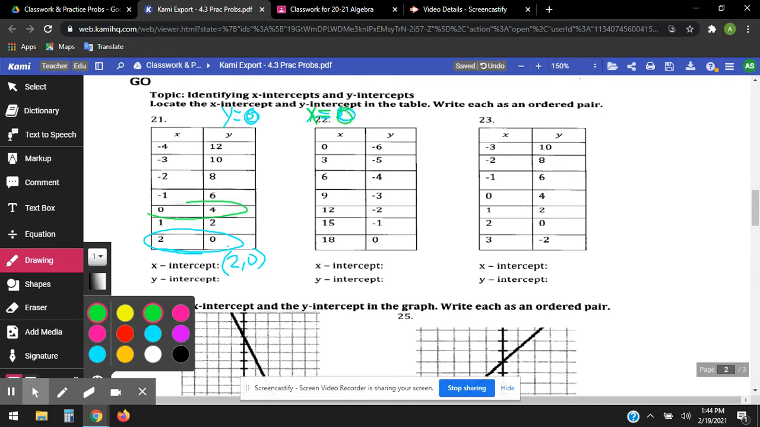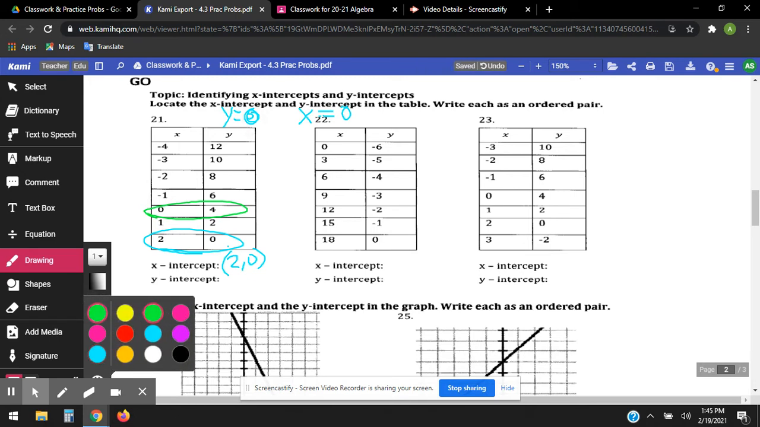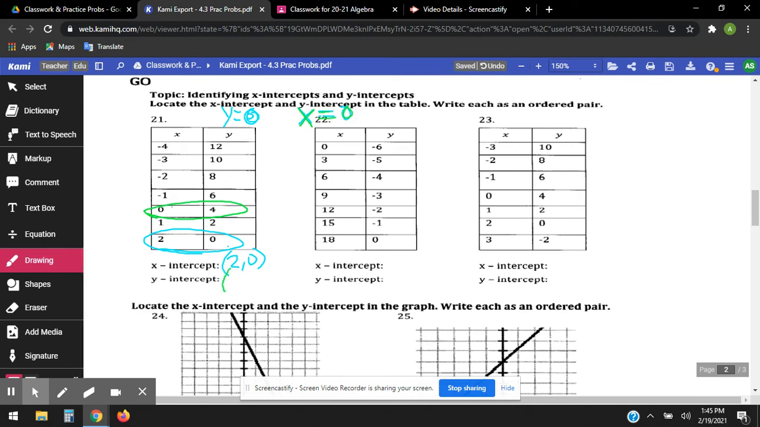So the x-intercept is when, I did that backwards. Let's erase that. Okay, the x-intercept we're going to put in blue, when y equals 0. And so the y-intercept, no, I did that right. Y-intercept is when x equals 0. And so that's at 0, 4.